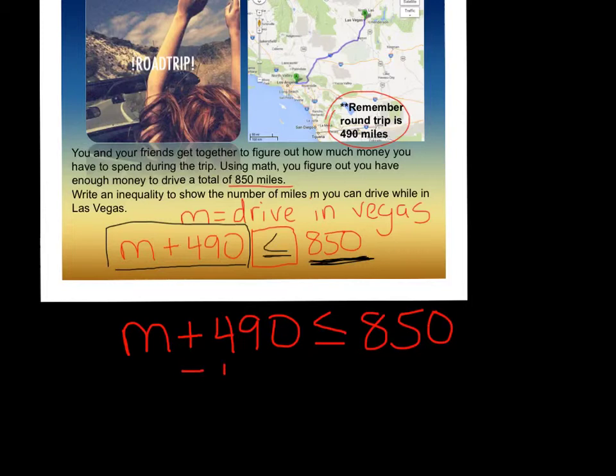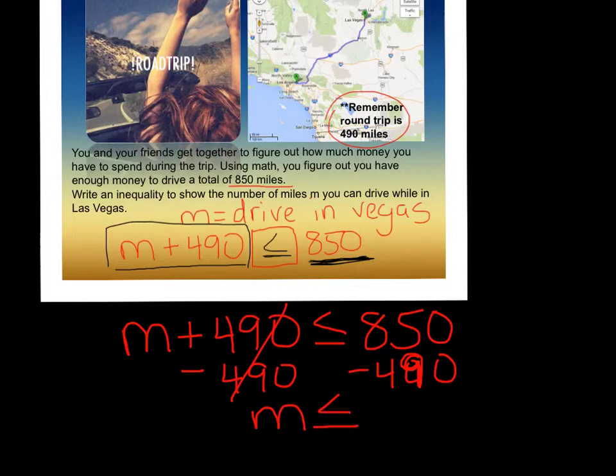So we're going to subtract 490 from both sides. And that's going to let us know how many more miles we have that we can drive and still afford. So the 490s cancel out. We get n less than or equal to, 0 minus 0 is 0. I'm going to have to take away from that 8. So I get a 5 there, and that's going to be 6.